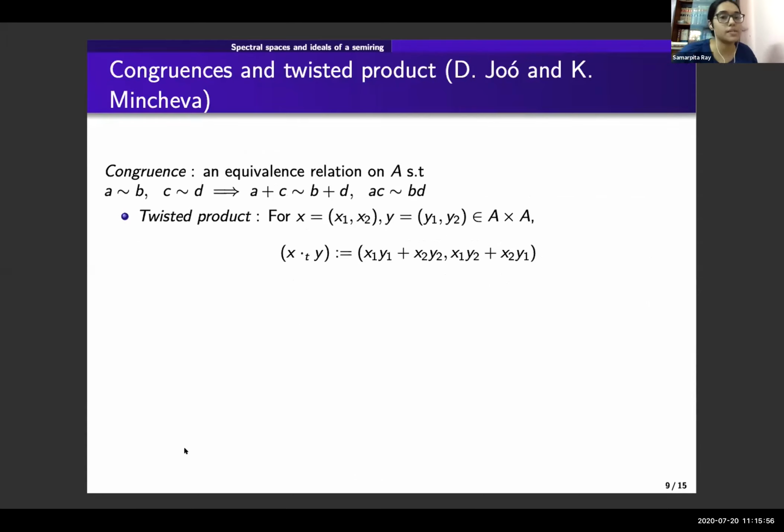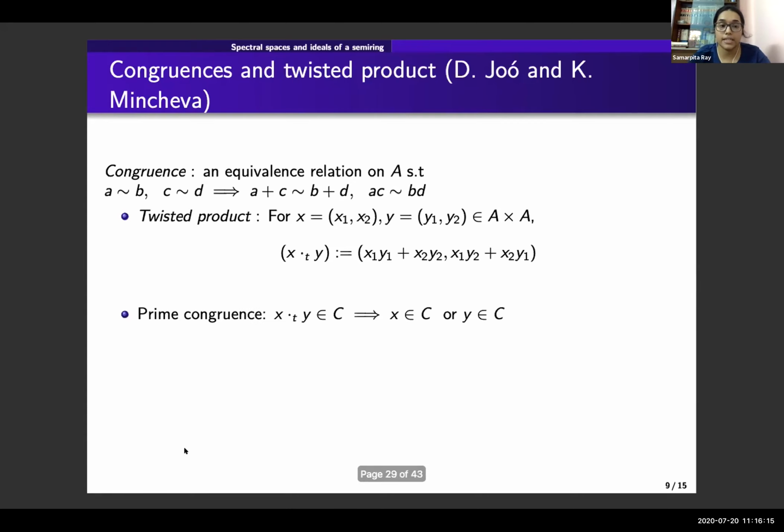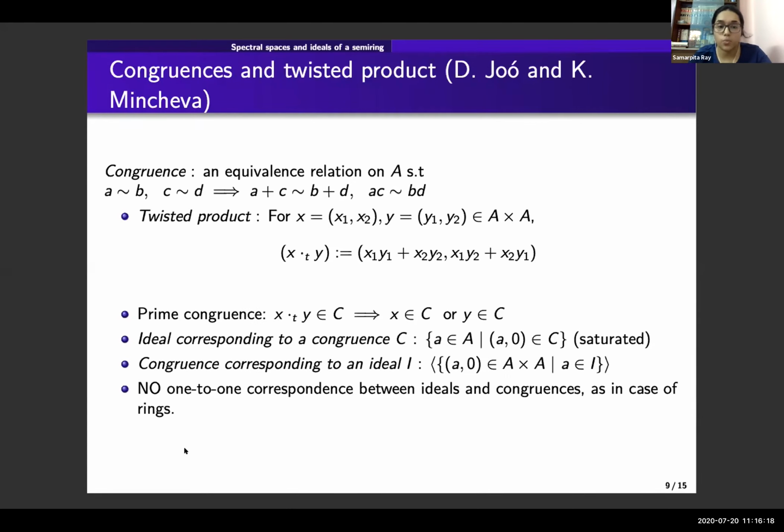So let me talk about congruences. Congruences are basically equivalence relations on a semiring which respect addition and multiplication. In case your semiring is a ring, there is no difference between congruences and ideals. However, in case of semirings, congruences and ideals are not the same. There is no one-to-one correspondence, because the ideal associated to a congruence is given by the kernel of the congruence, which is this. And if you look at it carefully, you will see that you can have two different congruences which have the same kernel, that is, the same associated ideal.